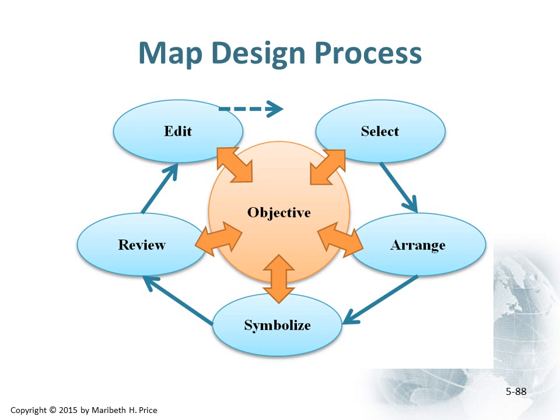And then we either accept the map or we go back and select more data to add to it to make it better. All the while, as we go from selecting and arranging and symbolizing and reviewing and editing our map, we're always cognizant of our objective, because the goal of any map is to get across the point that you're trying to make. Take your data and present it in a way where it's not just presenting data, but you're converting data into knowledge. In order to do that, you have to be constantly aware of the objective behind what you're trying to map.